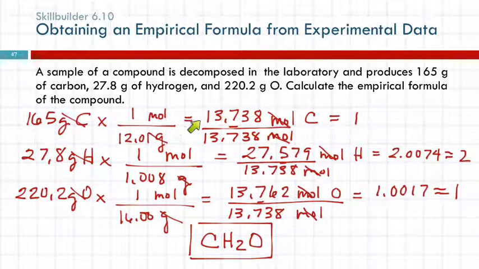Because sometimes students will take this 13.7 and round it to 14, and they'll round this to 28, and they'll round this to 14. Sometimes it'll work out okay, but many times it'll get you the wrong formula. So don't round these numbers.